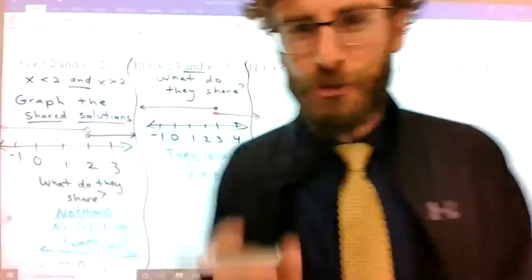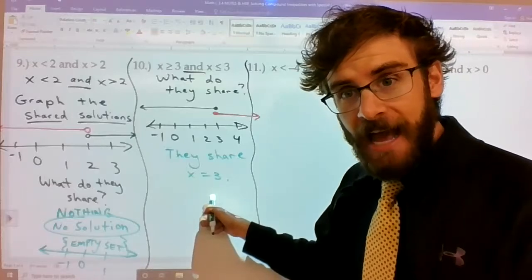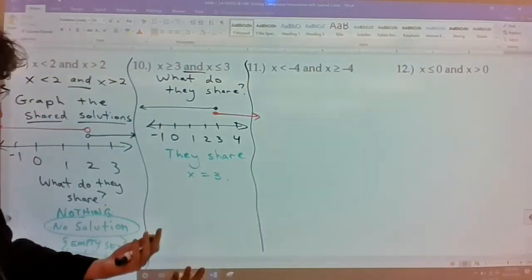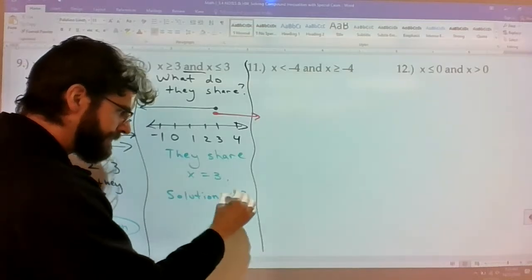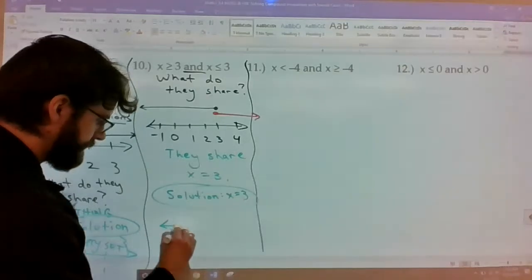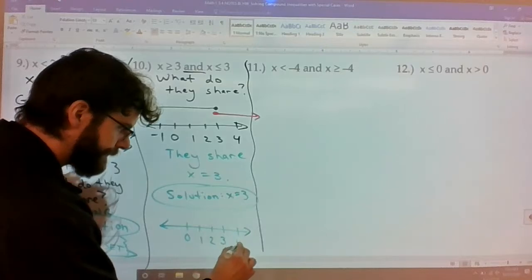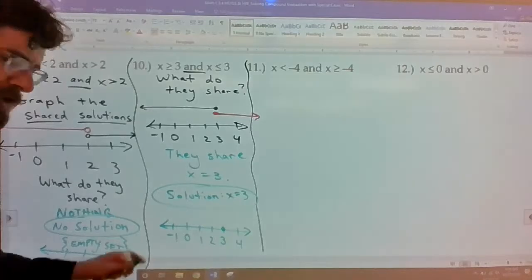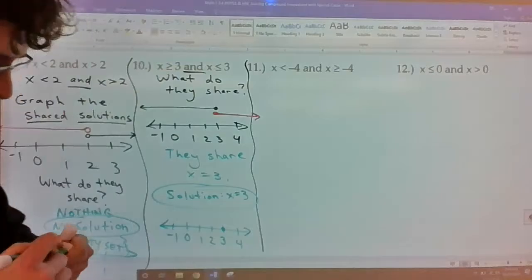So this is really strange for the inequality set. We actually have an equation as our solution now. It's not an inequality. They share x equals 3. So my answer is x equals 3. Interesting. How do I graph that on a number line? Well, I would go out to 1, 2, 3, and I'd put a closed dot on 3. There's my graph. Okay, that was strange.